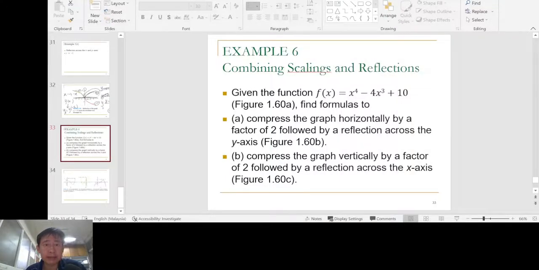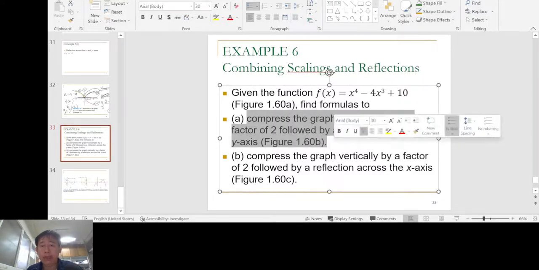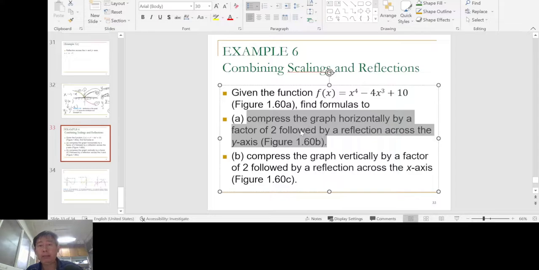We are going to discuss example 6. Basically, it's just an example of showing you how to perform scaling and reflections consecutively on a function. So just look at, for example, example A. Here is an example of compressing a function horizontally by a factor of 2. After that, you have to make a reflection across the y-axis. So we are going to demonstrate to you how this could be done theoretically.